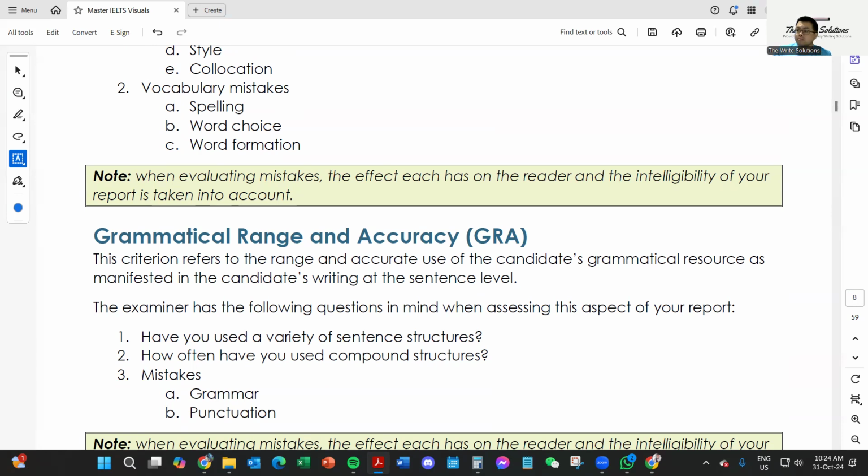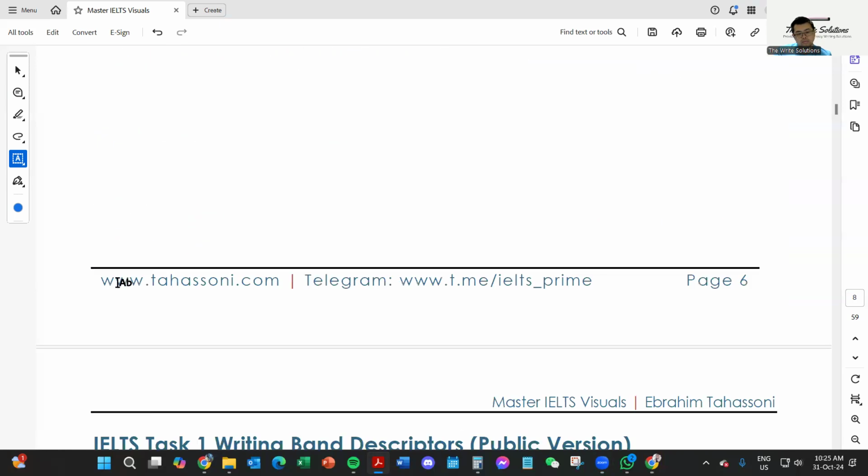Now, grammar range and accuracy. Oh, sorry. We talked about vocabulary mistakes, spelling, word choice, word formation. Grammar range and accuracy are just grammar. Punctuation is a big thing. Compound structures, grammar, various sentence structures. What kind of grammar mistakes do you have? Capitalizations, things like that.